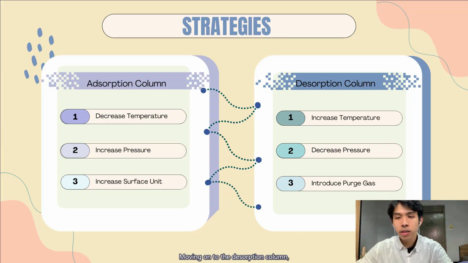Moving on to the desorption column, firstly, the temperature of the desorption column must be increased. This is because at high temperature, the desorption rate is much higher. Next, the pressure of the inlet gas must also be lowered. This is because the gas mixture will escape from the adsorbent much more easily when the pressure is reduced. Lastly, by introducing a purge gas, the partial pressure of each component will be further reduced.